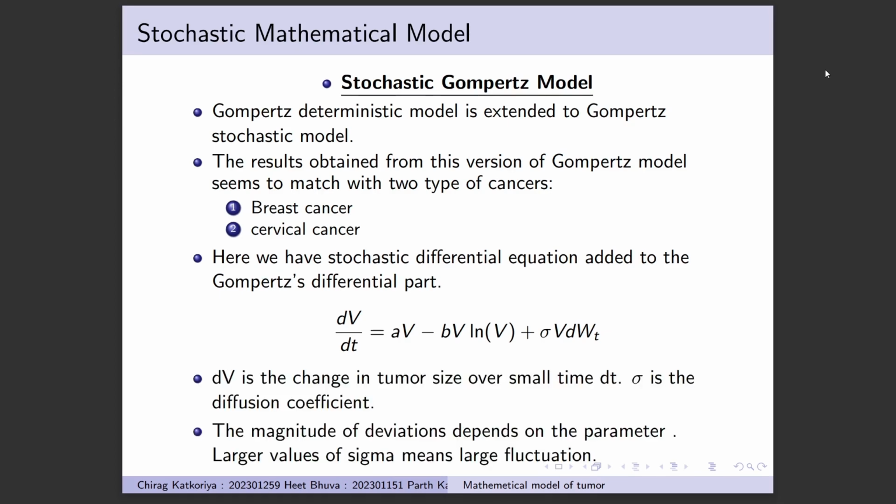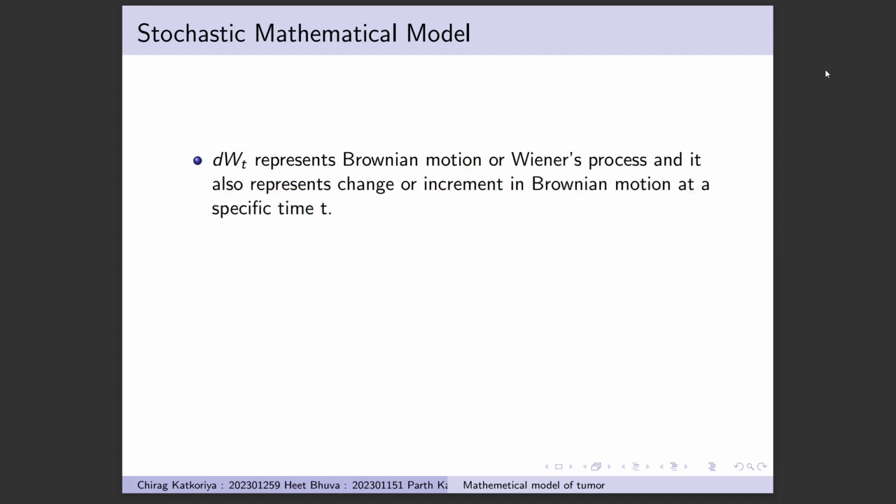A larger value of sigma means that there is a large fluctuation or unpredictability induced into the equation. Here dWt represents the Brownian motion or the Wiener process, which represents the change in the Brownian motion. So let's try to understand these stochastic processes. Brownian motion was discovered by a British botanist, Robert Brown, and Brownian motion and Wiener process are often used interchangeably.